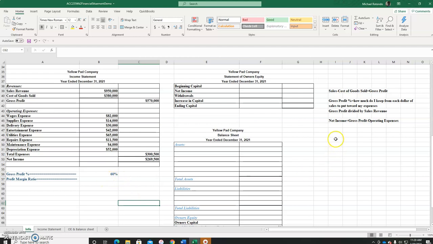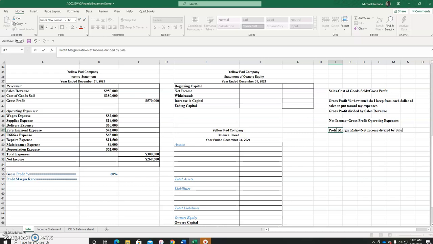So in order to get my profit margin ratio, what I have to do is take my net income and divide it by sales revenue. And what you're doing here is you're saying, in every dollar of revenue, what do I keep?